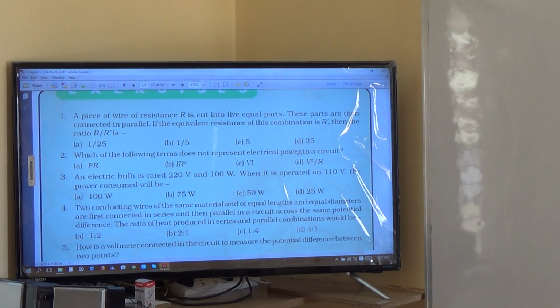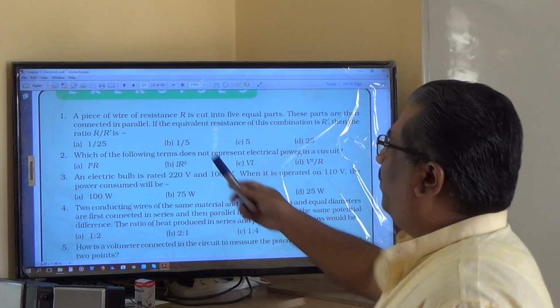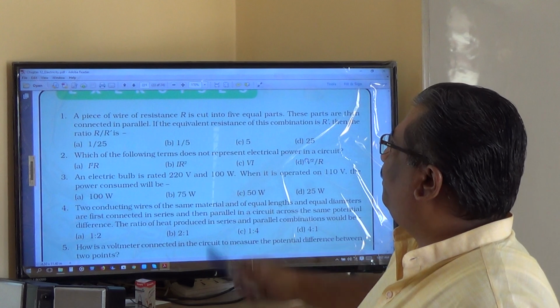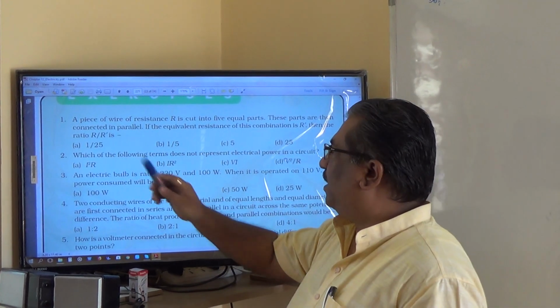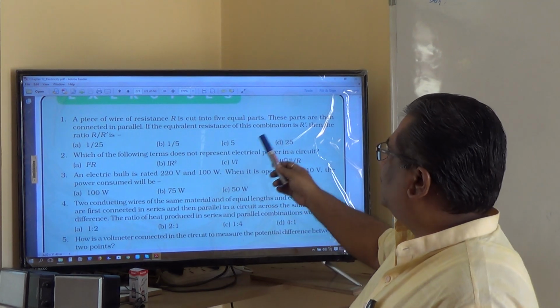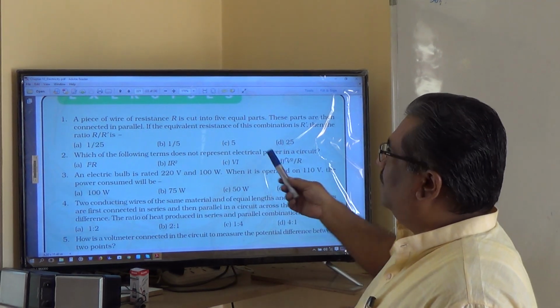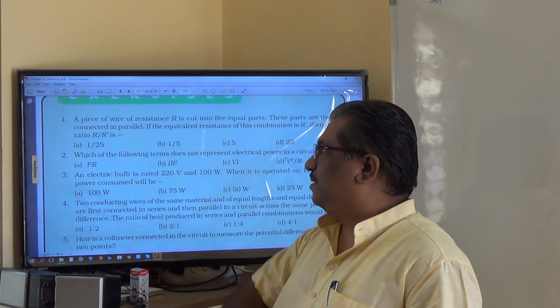First question: a piece of wire of resistance R is cut into 5 equal parts. These parts are then connected in parallel combination. If the equivalent resistance of this combination is R dash, then the ratio of R to R dash is.